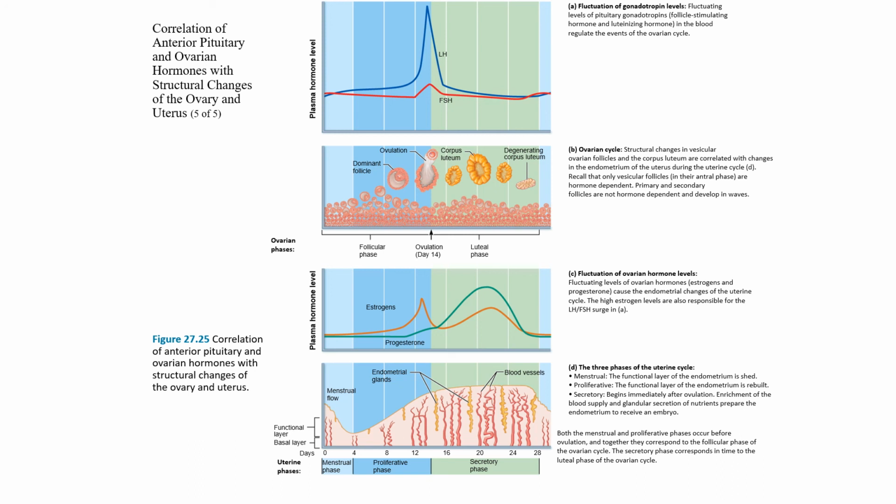Does estrogen peak twice? Yes. Notice we're talking about plasma levels here. It peaks just prior to ovulation, goes down, and then peaks again during the secretory phase of the uterine cycle, and that's the luteal phase of the ovarian cycle. Remember, the luteal phase and the secretory phase match up. Okay, the follicular phase and the proliferative phase match up.